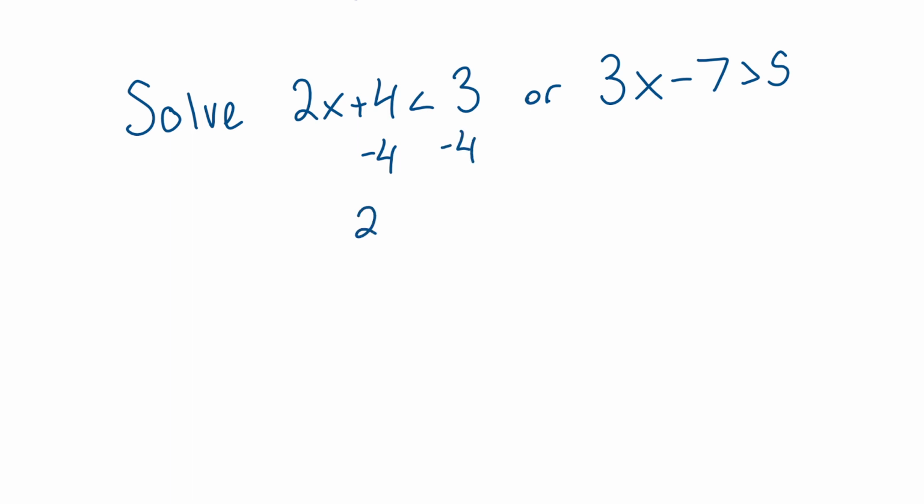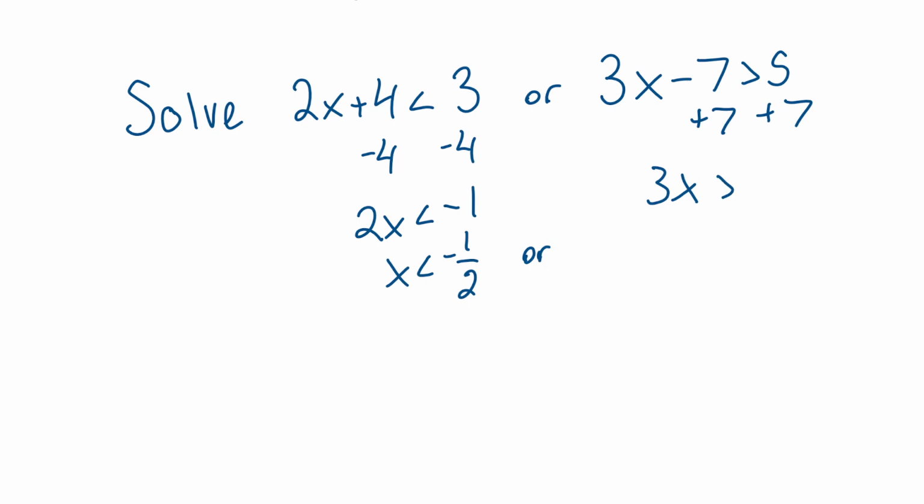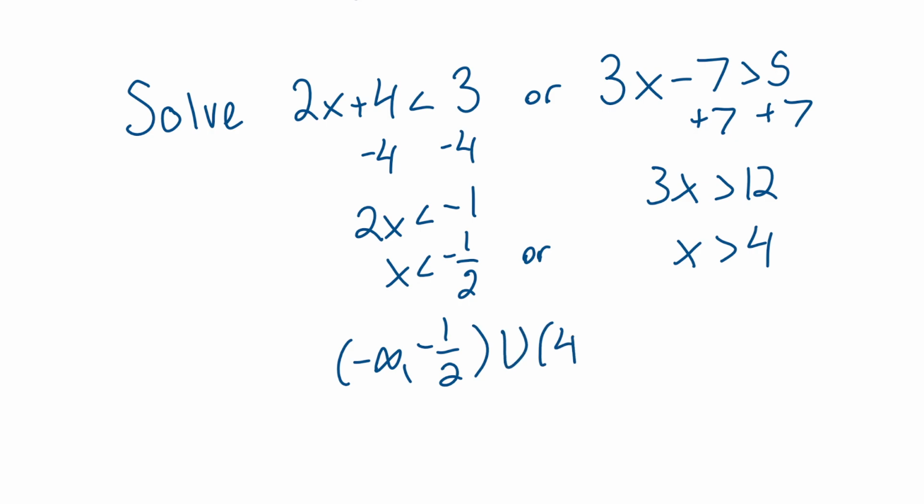So we just use our normal steps. This is less than -1, so x is less than -1/2. And then we say "or", and we'll add 7 to both sides here. So 3x is greater than 12, so x is greater than 4. So x is either less than -1/2 or greater than 4. Using interval notation, we can write this as negative infinity to negative 1/2, union 4 to infinity.